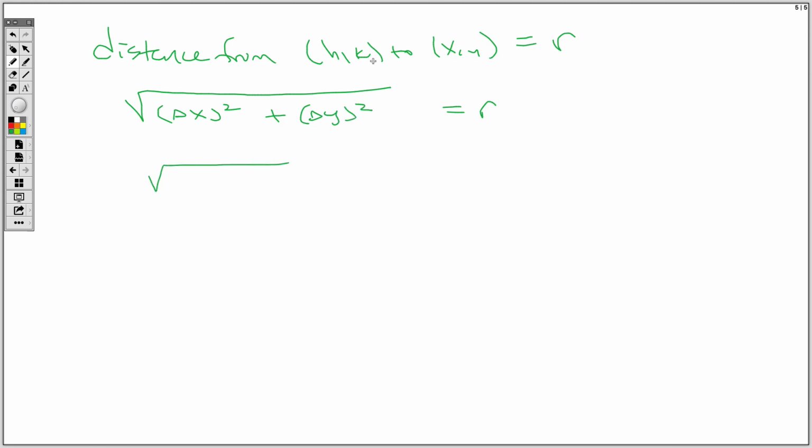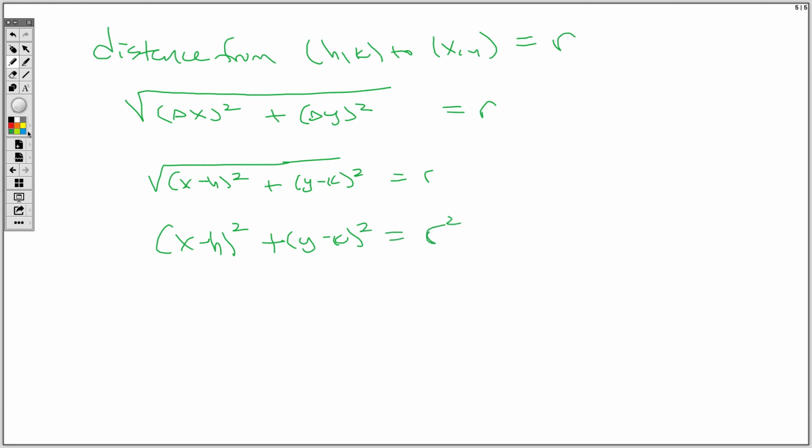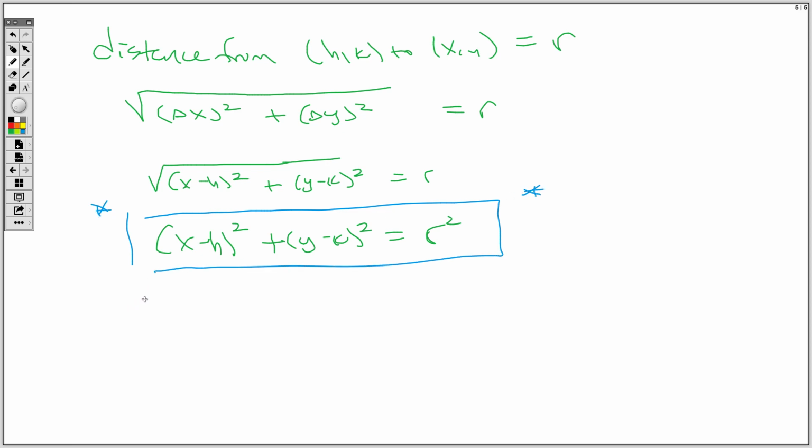And so what is delta x in this case? Well, the change in x would be the quantity x minus h, quantity squared, plus y minus k, quantity squared. And then to get rid of the square root and make the equation a little more friendly, we've got x minus h squared plus y minus k squared is r squared. And this is what we call the standard equation of a circle.